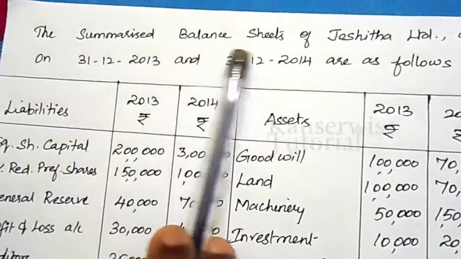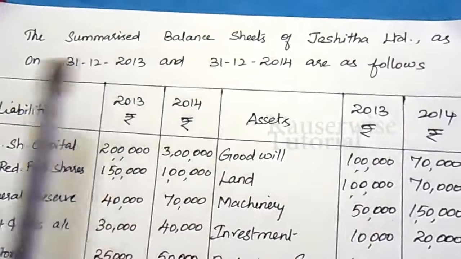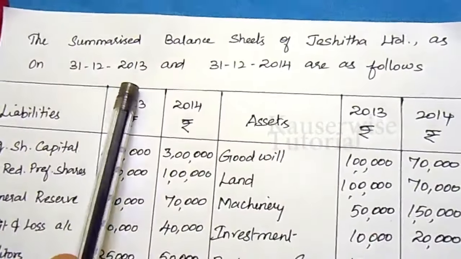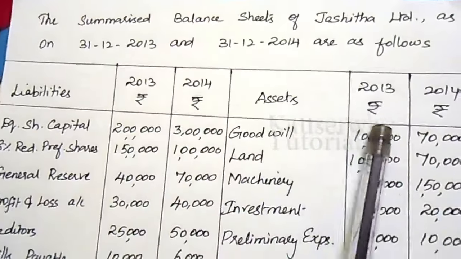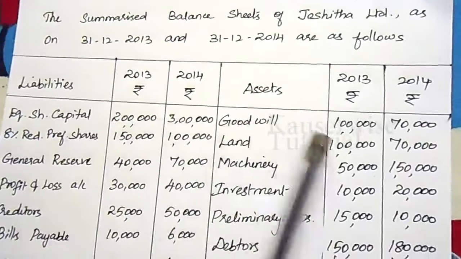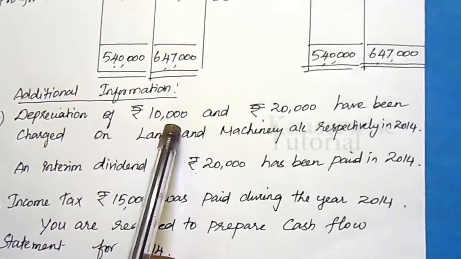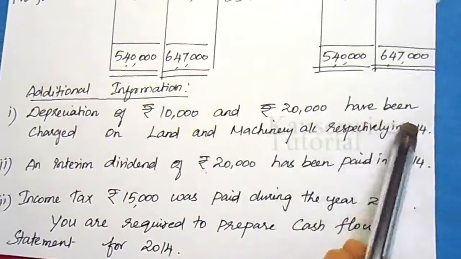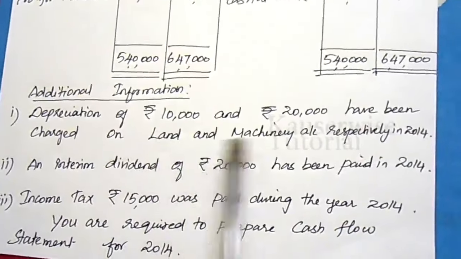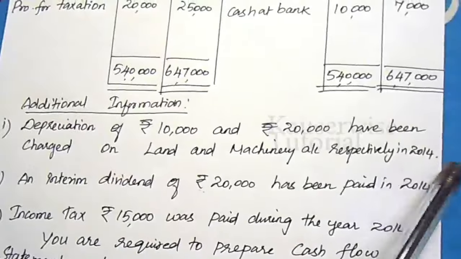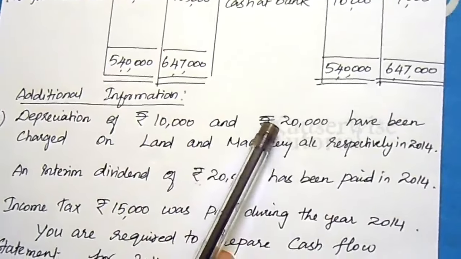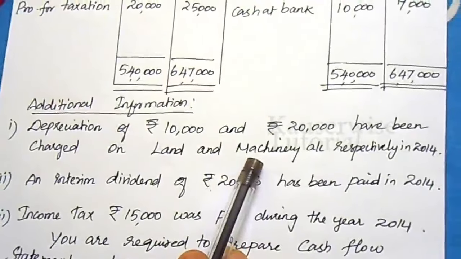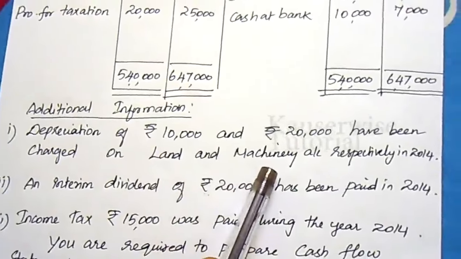The summarized balance sheets of Joshita Limited as on 31st December 2013 and 31st December 2014 are as follows. So assets for 2 years and liabilities for 2 years are given. And look at the additional information. Depreciation of rupees 10,000 and 20,000 have been charged on land and machinery account respectively in 2014. For land, 10,000 depreciation. For machinery, 20,000 depreciation. You need to prepare a separate ledger for the land account and the machinery account.